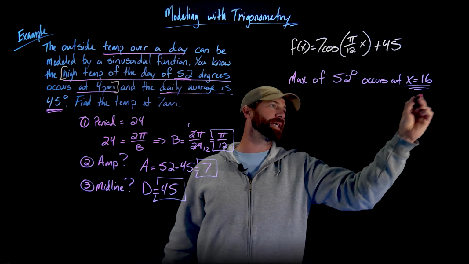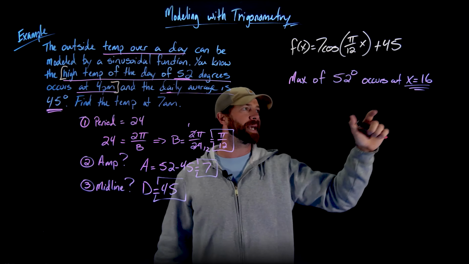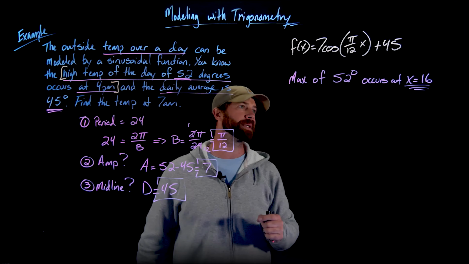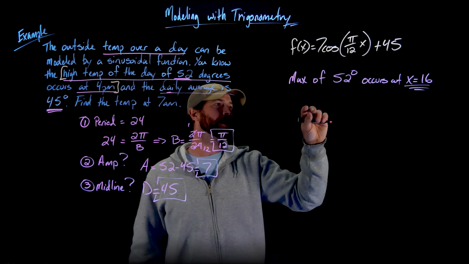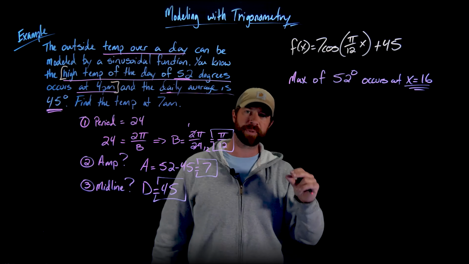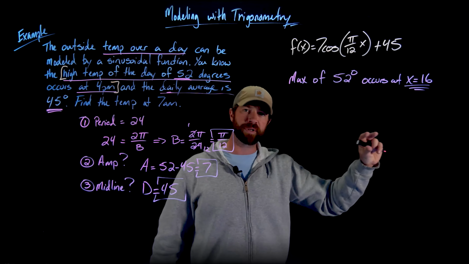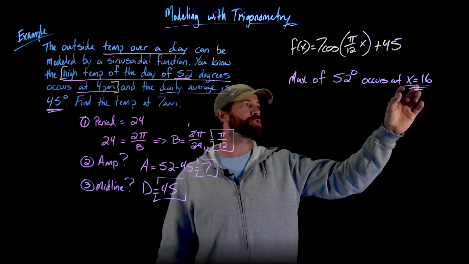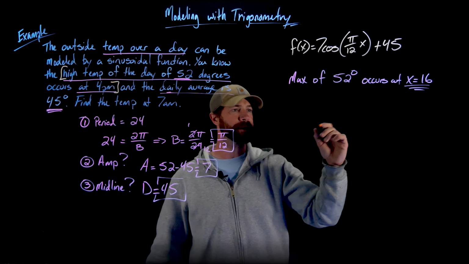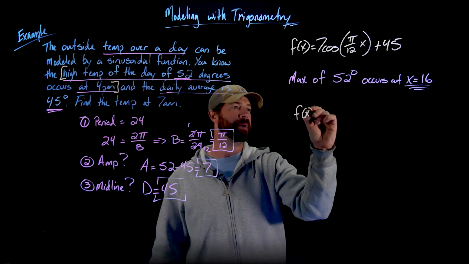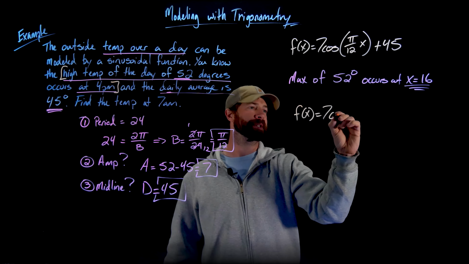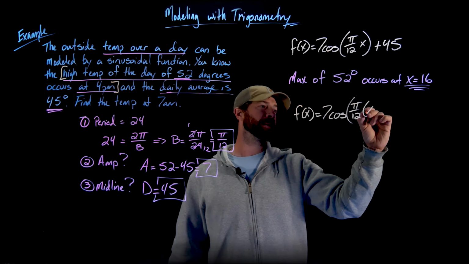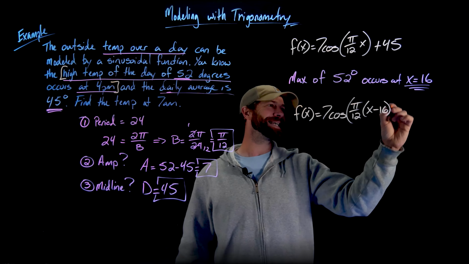And again, this is a little hidden kind of thing that could frustrate you. But again, I'm using 16. That's 16 hours after midnight, which is what 4 p.m. is. To make that adjustment, all I need to do is take that graph I just had up here, and horizontally move it to the right 16 units. I can make that adjustment by simply subtracting 16 from the x value here. And so our final model for this situation is 7 cosine of pi over 12 times (x minus 16), plus 45.